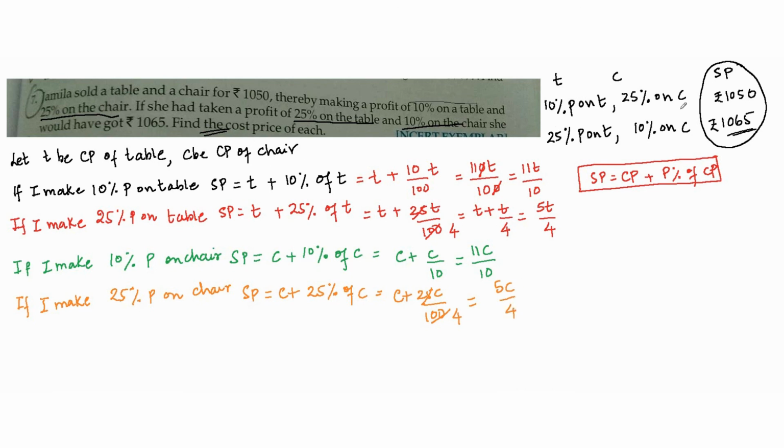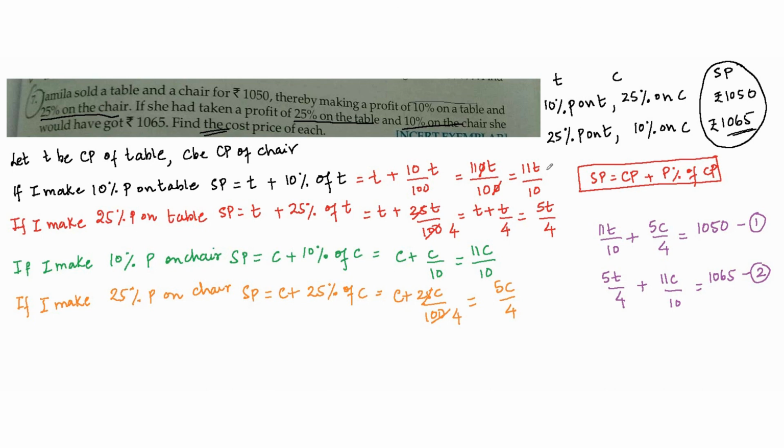Now let's take a look at the condition. 10% profit on table, that's going to be 11T upon 10, plus 25% profit on chair will be 5C by 4. This is equal to 1050. That's my first equation. And 25% profit on table, that's 5T upon 4, plus 10% profit on chair is going to be 11C by 10. This is equal to 1065, which is the second equation.